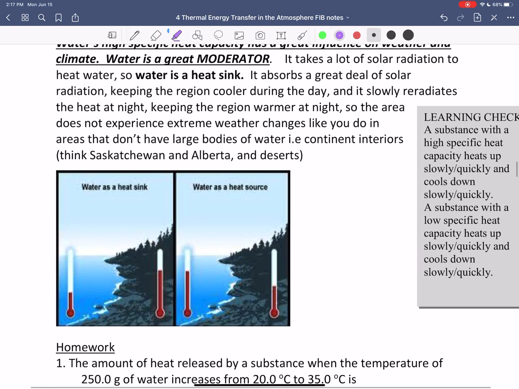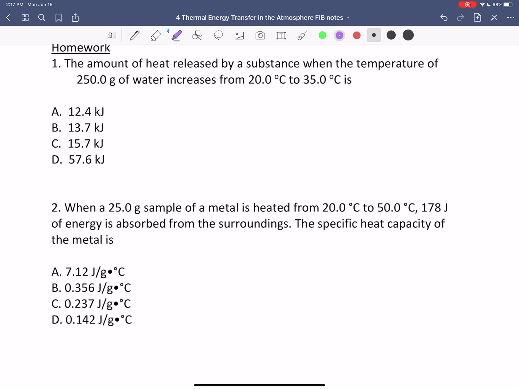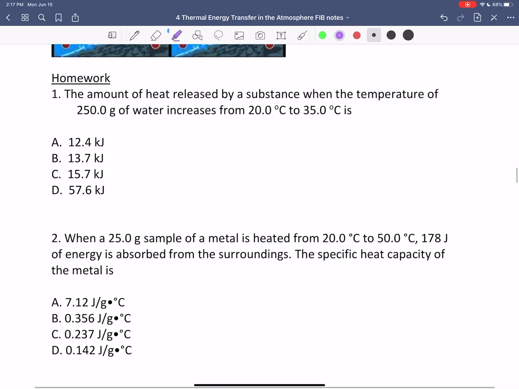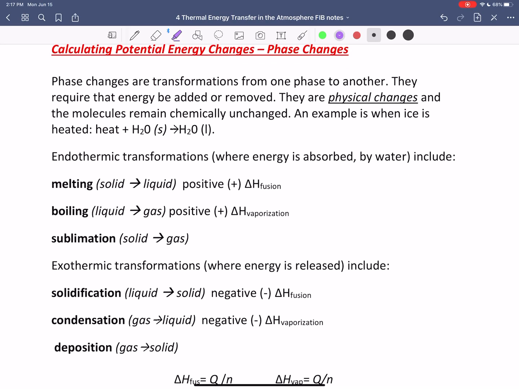And we can see here, we talked about water being a heat sink and then a heat source. So a sink during the day, it absorbs the heat, and then a source at night, it can release that heat if we need to. There's a couple more questions here that you can try with Q equals MC delta T. I'm going to leave those for homework. And we're going to get into calculating energy when we have a phase change.